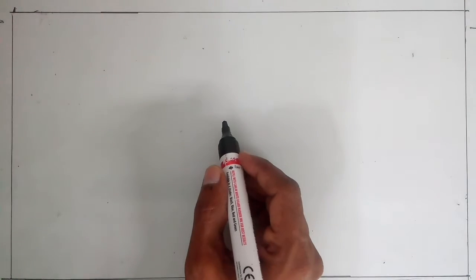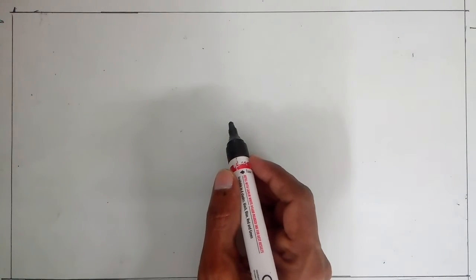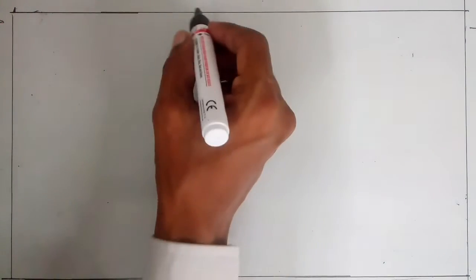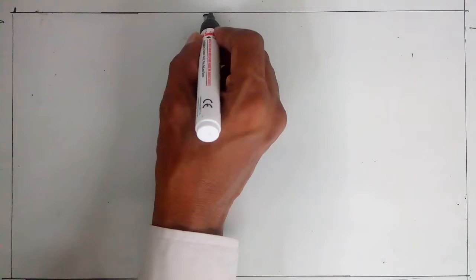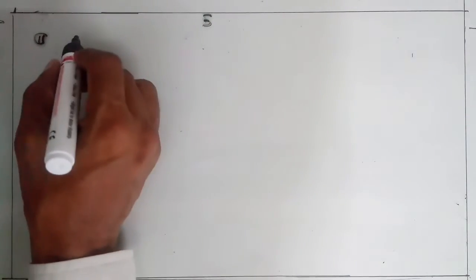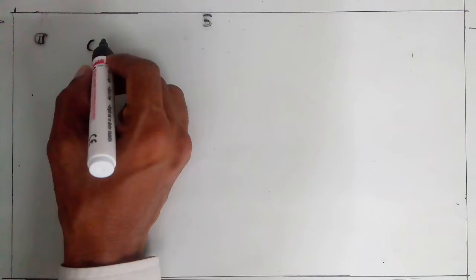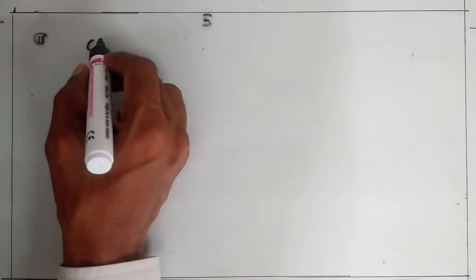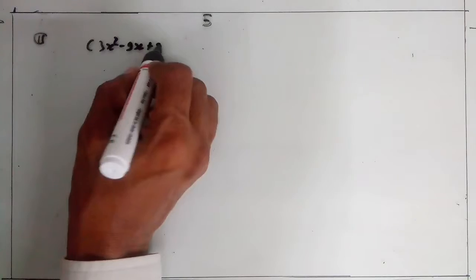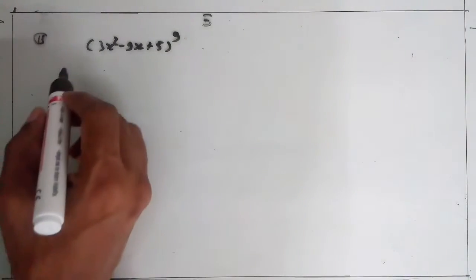Students, in this lecture we solve some important questions of miscellaneous exercise, chapter number 5. First question: find the derivative of (3x² − 9x + 5)⁹. You know how to solve this.